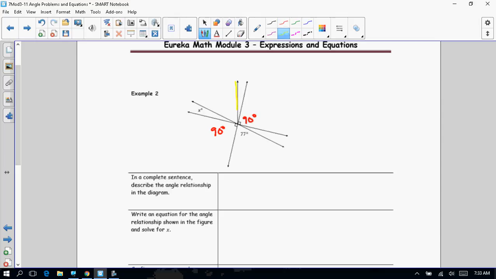I see this angle here, right? It points to this angle here. So I know that this is 77 degrees because of them being vertical angles. And I like writing on the actual picture because it just makes it easier for me. Vertical angles.